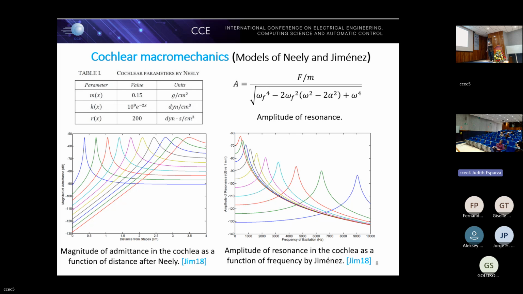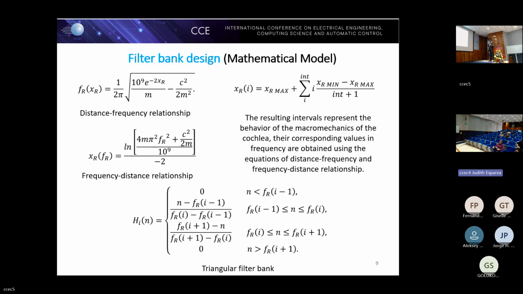The next, please. It is possible to know this relationship with these two equations. This corresponds the frequency to the distance along the cochlea, and this corresponds the distance in relation to the frequency. It is possible to divide the basilar membrane in several intervals with equal distance along the basilar membrane, and this specific place corresponds to a specific frequency. With these frequencies, it is possible to construct a triangular filter bank. The resulting intervals represent the behavior of the macromechanics.